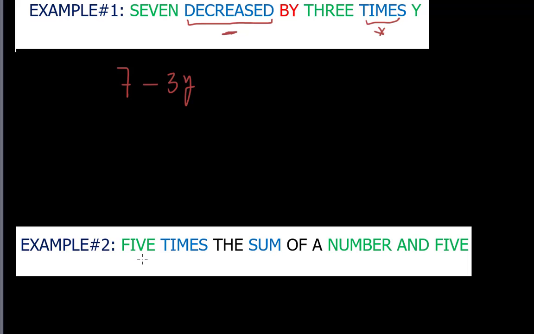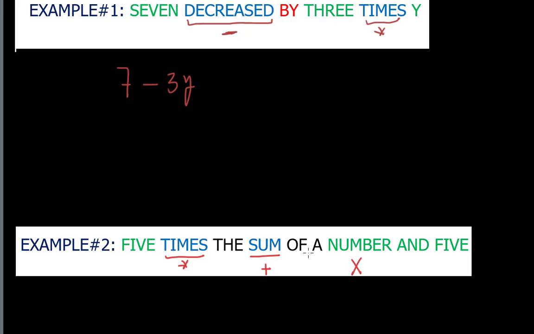In example number 2, we have 5 times the sum of a number and 5. This time we don't know this number, so we will use a variable x to indicate the number, which is unknown. So what key operation are we looking for? We have a times, which is multiply, and the sum. The sum will indicate addition. But what are we adding? We know we're multiplying 5 to this sum.